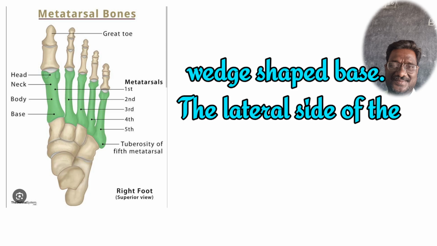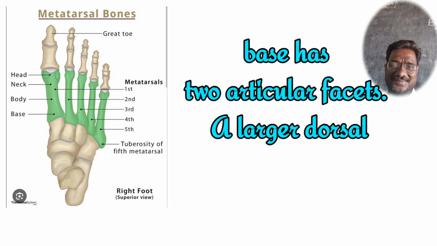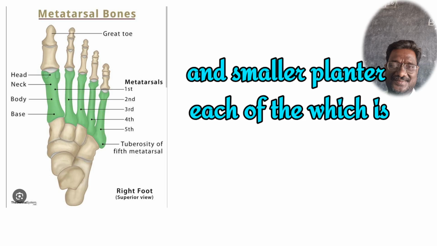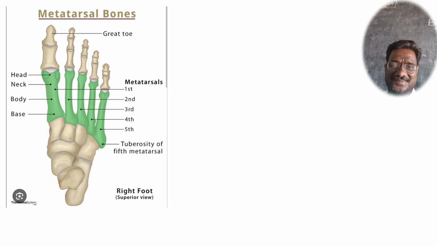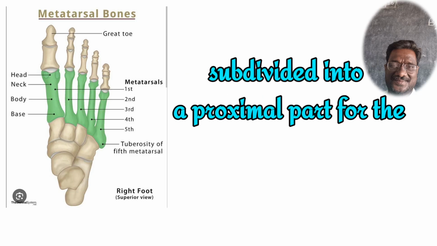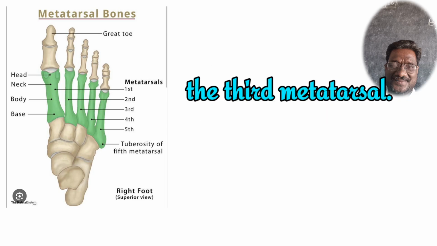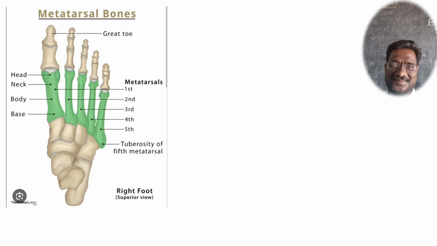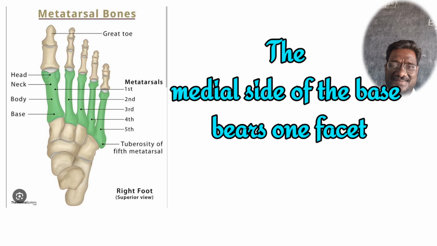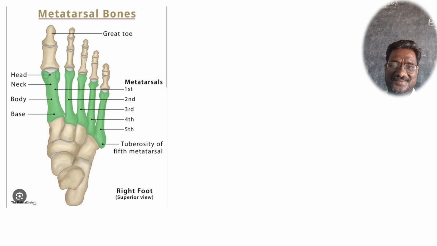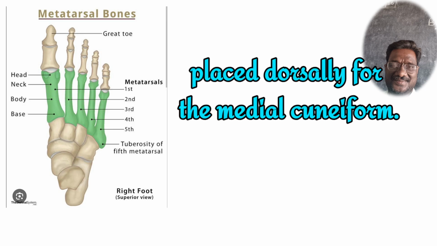The lateral side of the base has two articular facets, a larger dorsal and smaller plantar, each of which is subdivided into a proximal part for the lateral cuneiform bone and a distal part for the third metatarsal. The medial side of the base bears one facet placed dorsally for the medial cuneiform.